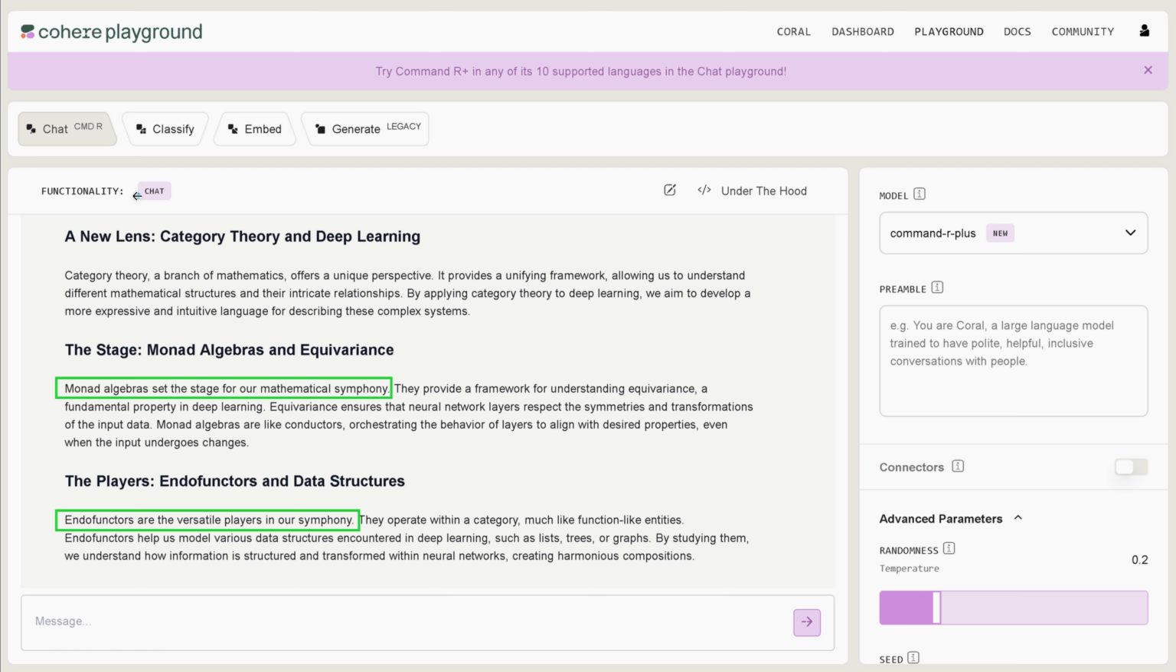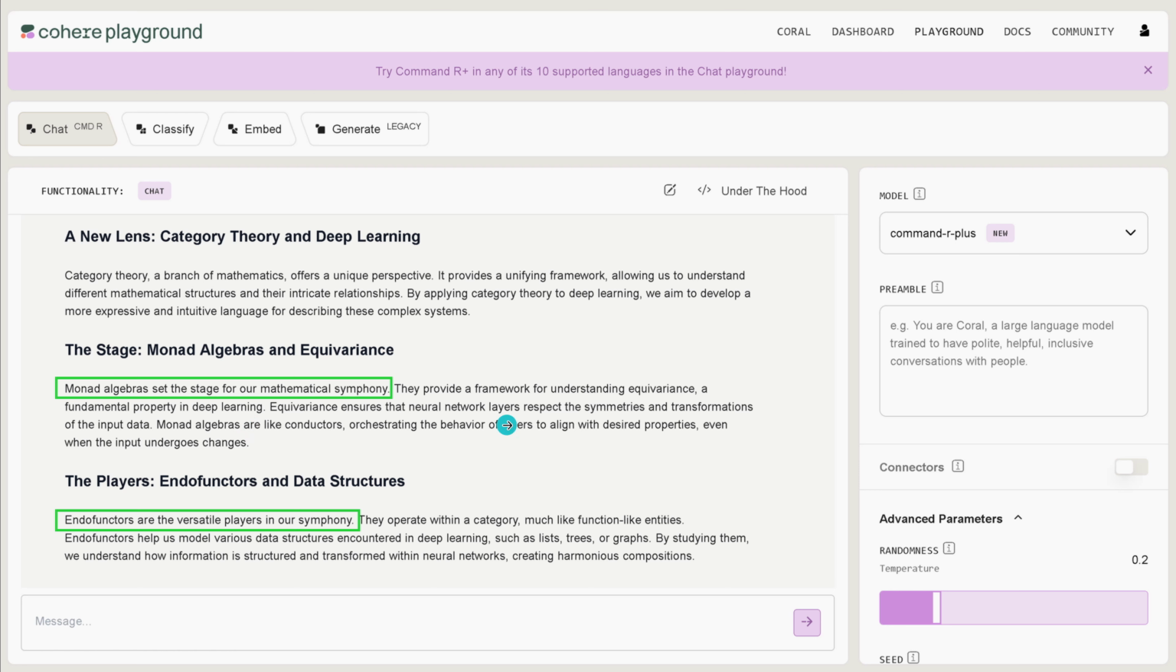And now it's nice because R+ says, hey, let's build this stage for our performance. So what we need are the Monad algebras for the equivariance. So the Monad algebras set the stage for our mathematical symphony, and I like this idea. They provide a framework for understanding equivariance, symmetries, fundamental properties that we encounter in deep learning, like in our CNNs.